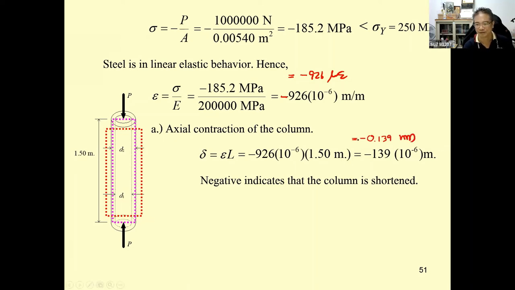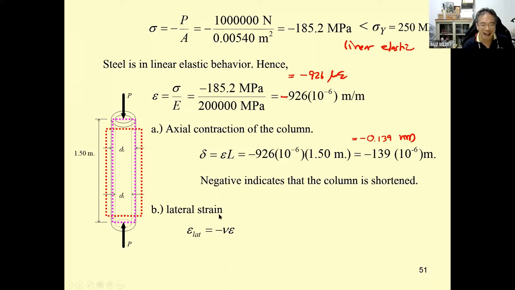Notice, if the structure is in linear elastic range, you won't see the contraction of the column of your dormitory or your house. Most of the time it's small when it's in linear elastic. But later I will show you that if the behavior of your dormitory column is in the plastic region, that is going to be a large contraction.